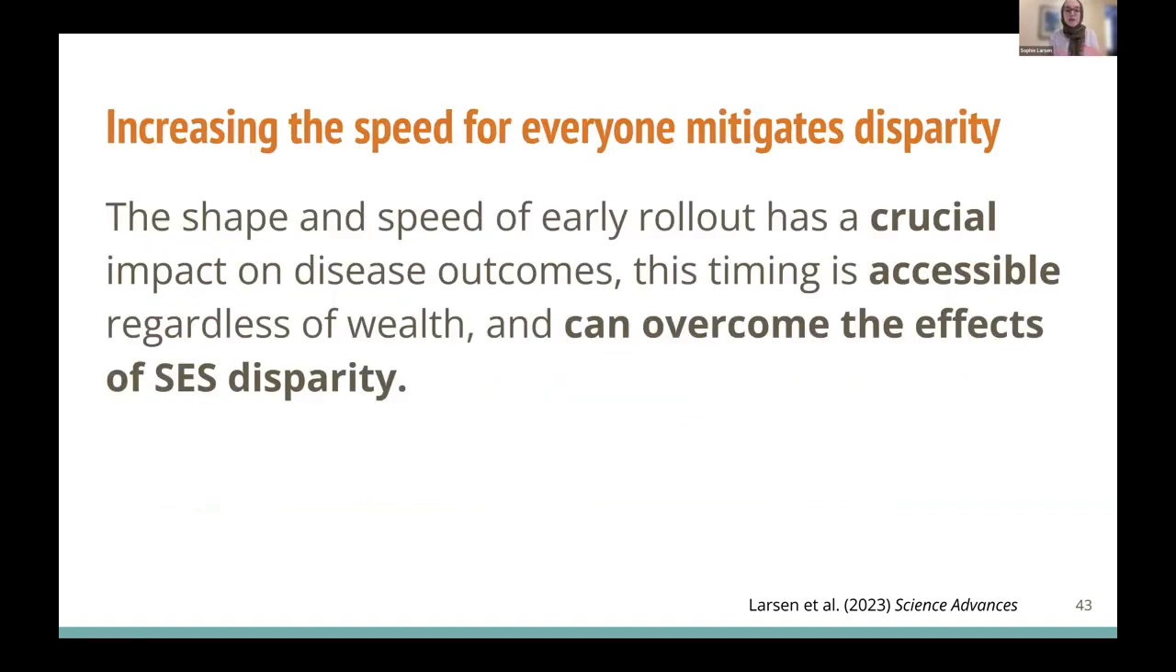So the upshot is increasing the speed for everybody seems to mitigate the impacts of disparity on the overall mortality from SARS-CoV-2. The shape and speed of early rollout has a crucial impact on disease outcomes. It seems to be accessible. It can overcome the effects of disparity.